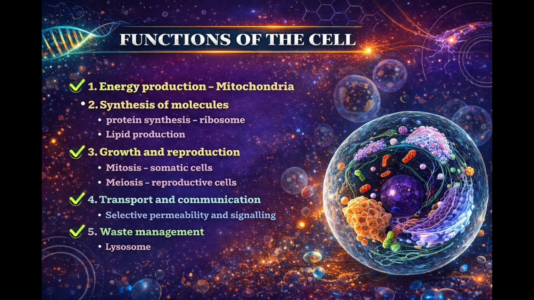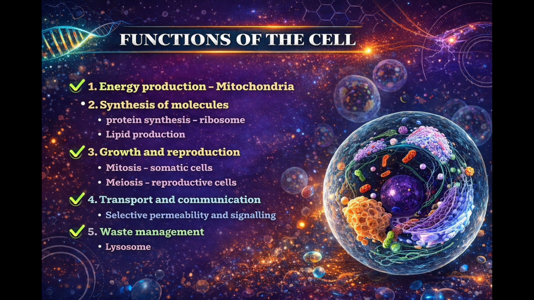The third major role of the cell is growth and reproduction. Cells are responsible for the growth of an organism and its repair. Growth means it does not increase in volume, it increases in numbers. The growth and reproduction is done by two methods: mitosis and meiosis.